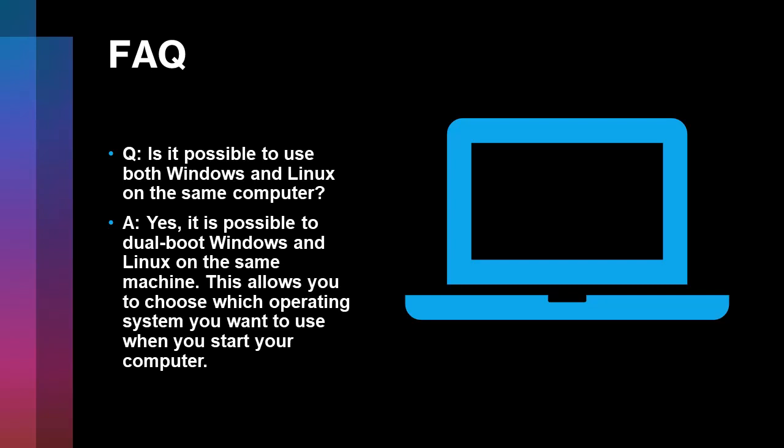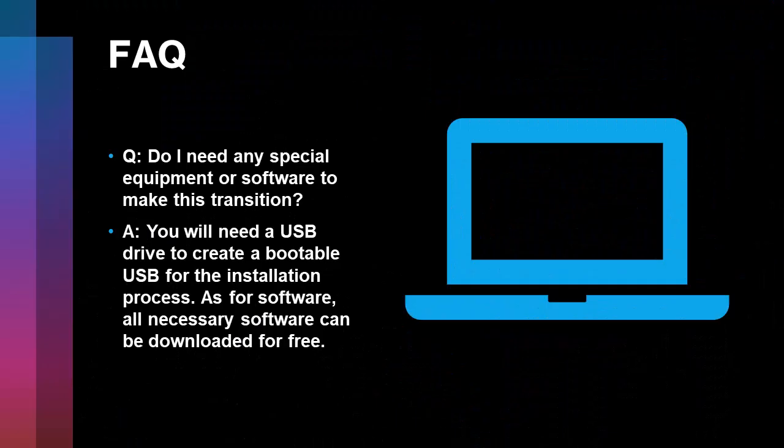Next up, is it possible to use both Windows and Linux on the same computer? Absolutely. You can set up your machine to dual boot both systems and choose as per your needs each time you start up your computer. For those wondering about special equipment or software required, all you'll need is a USB drive. And don't worry about software. Everything necessary can be freely downloaded.